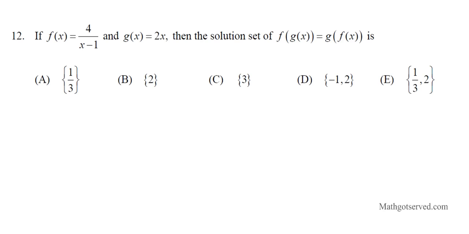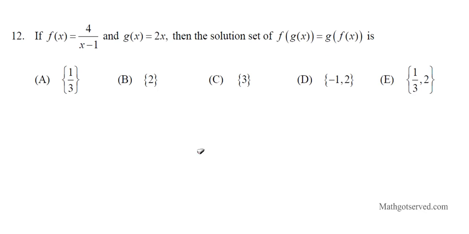All right, let's take a look at question number 12. The question says, if f of x is 4 over x minus 1 and g of x is 2x, then the solution set of f of g of x equals g of f of x is. Basically we're supposed to set up two equations, equate them to each other, and find out what x value causes that equation to be true. This is a check on your ability to find the composition of functions.